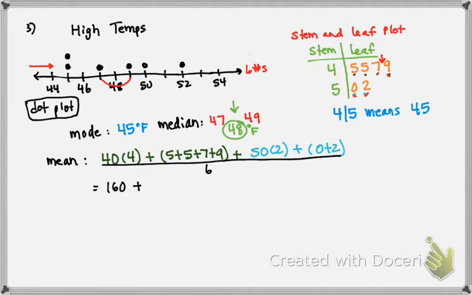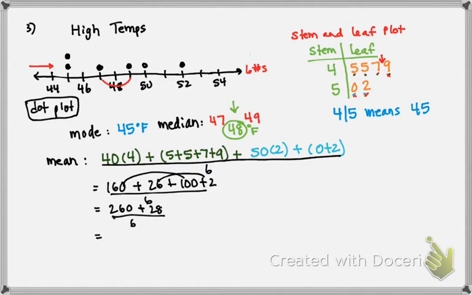So we get 160, we get 10 and 16 is 26. We get 100, and we have 2. So I kind of like to pair up my numbers this way. So I get 260 plus 28 over 6. And I get 288 over 6. So I do division. 6 goes into 28, let's see, 4 times, which is 24, with 4 left over. And 6 goes into 48 exactly 8 times. So we would have the mean would be 48 degrees Fahrenheit.